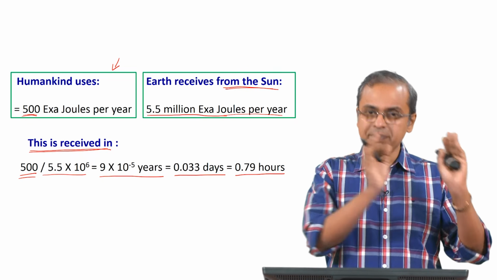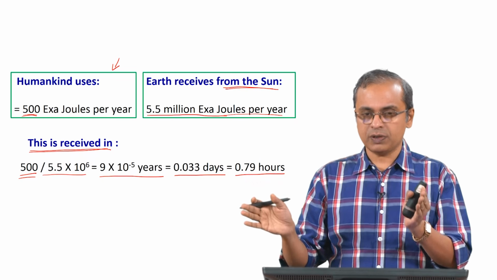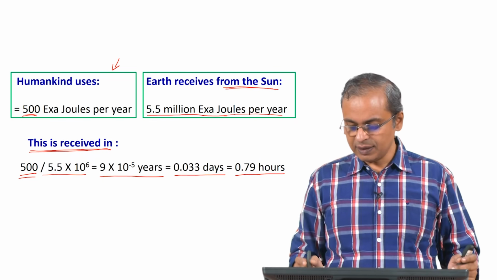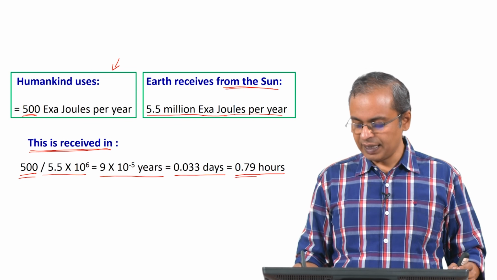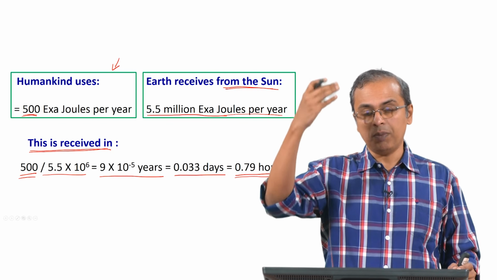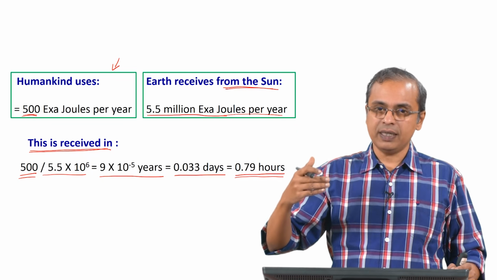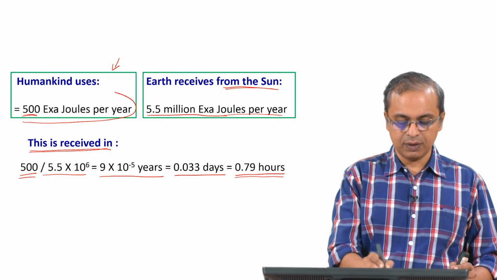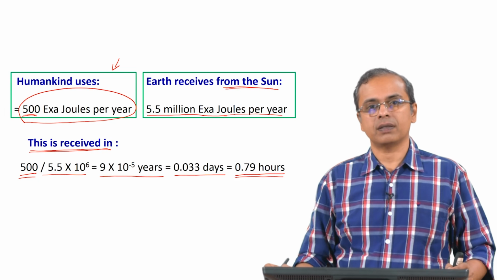Now, if you just keep that number in mind and not worry about the source at the moment, and you compare that against what we are receiving from the sun, then it turns out that every 0.79 hours the amount of energy arriving from the sun to the earth is equal to what we are using, which is this 500 exajoules per year.